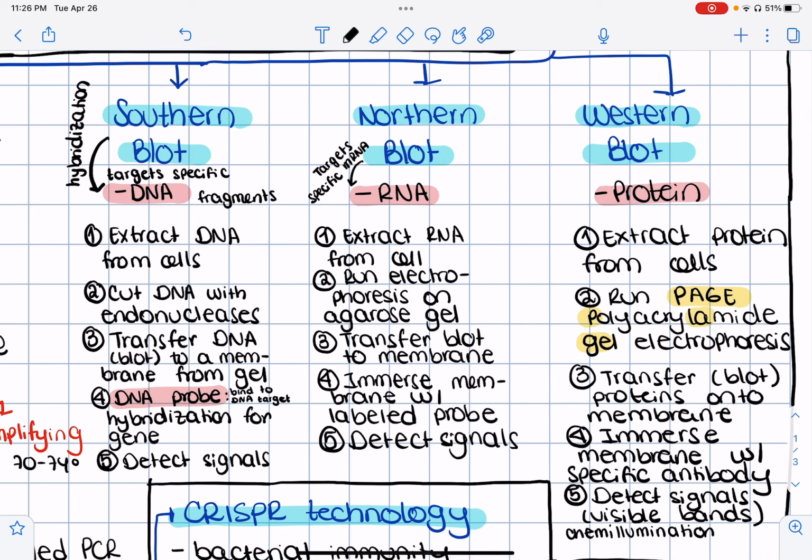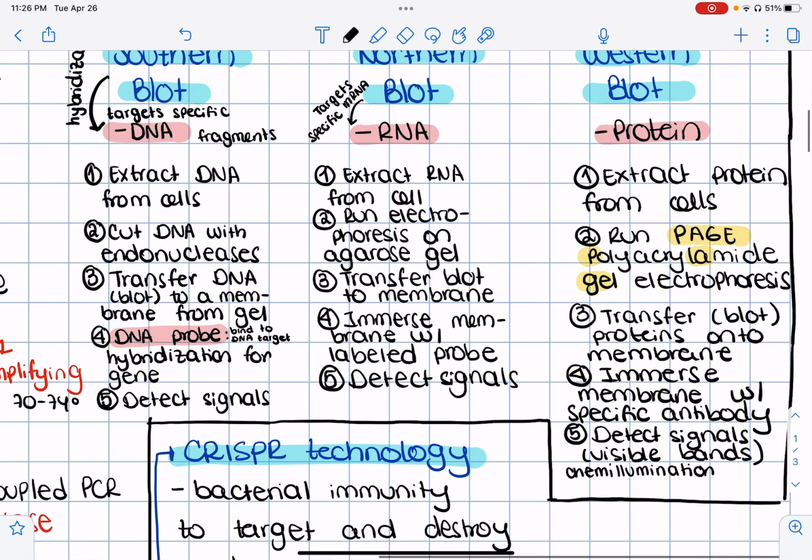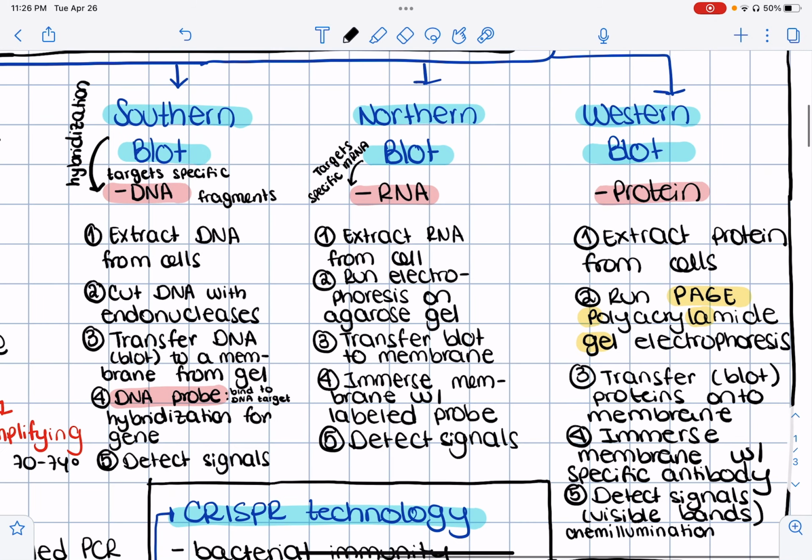Next, we have northern blot, which targets specific mRNA. We're going to extract the RNA from the cell, run the electrophoresis on the gel, transfer the blot to a membrane, immerse the membrane with a labeled probe, and detect the signals that the mRNA is going to give.